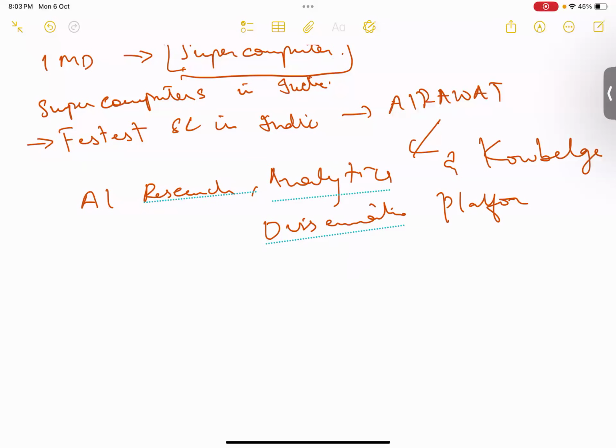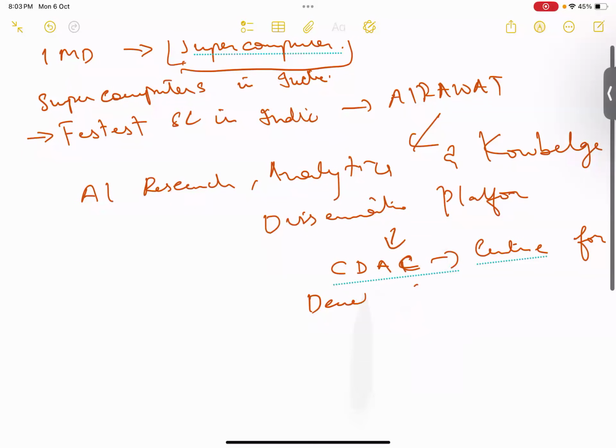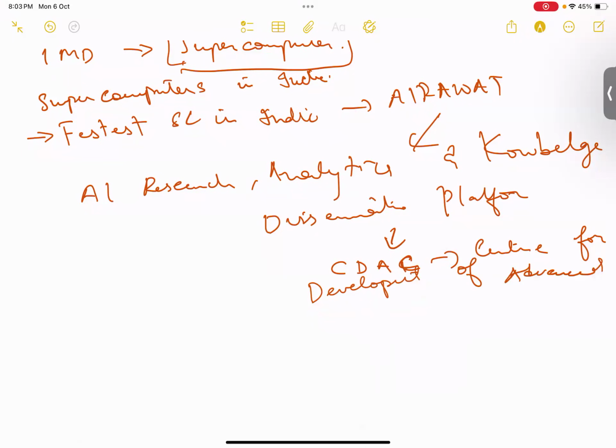AI Research Analytics and Knowledge Dissemination Platform. So this is considered to be the fastest supercomputer in India, and this was developed by the C-DAC, okay? C-DAC, the full form is Centre for Development of Advanced Computing, okay? So in exam time, they may ask a simple thing like, what is iRobot, right?